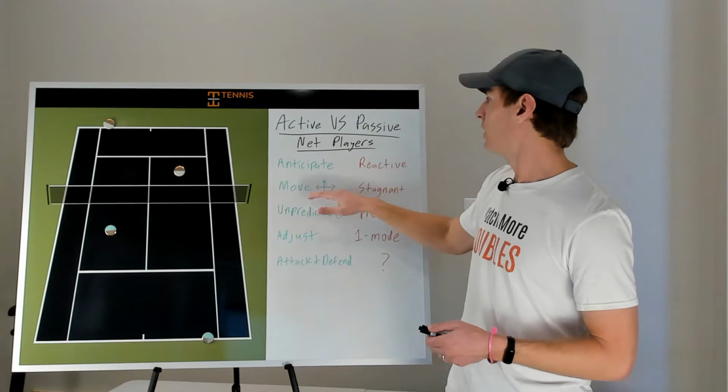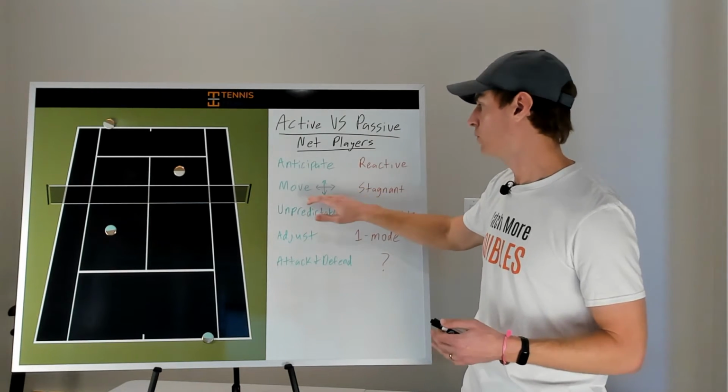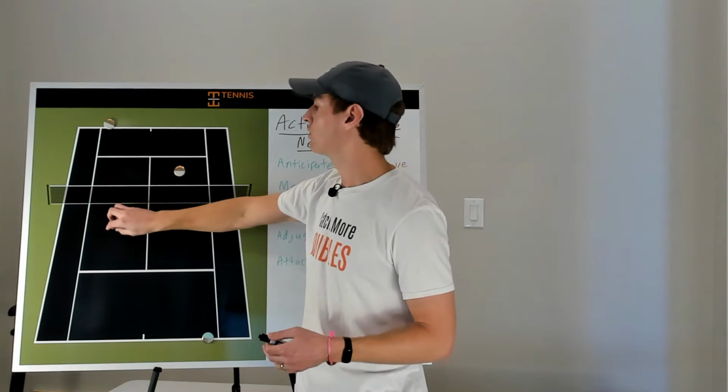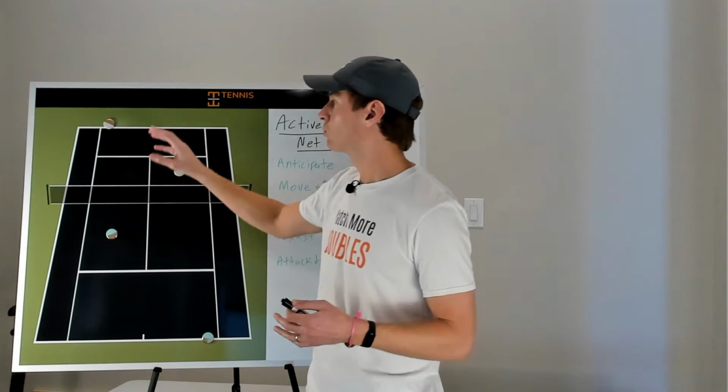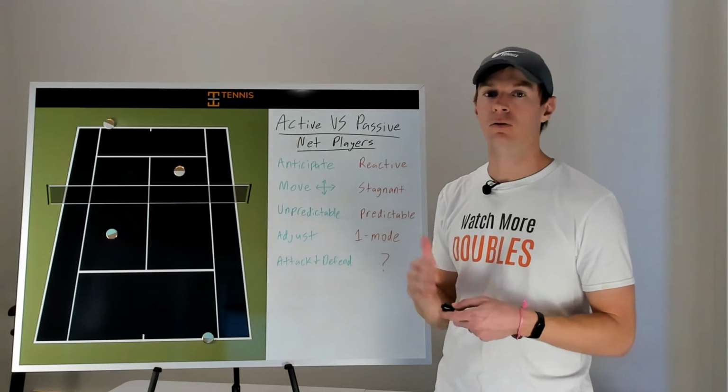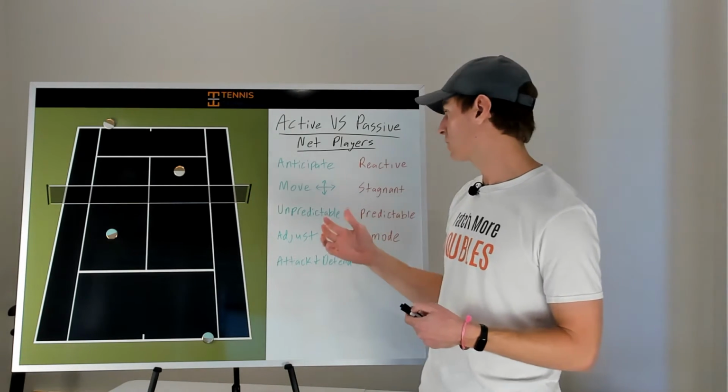The next thing that active net players do is they move. So they don't only move forward and backwards, but they also move laterally a lot. This can really drive the opponent crazy. It can force a lot of errors, and it can get you a lot of easy volleys.